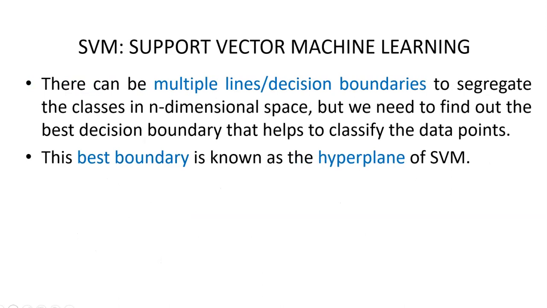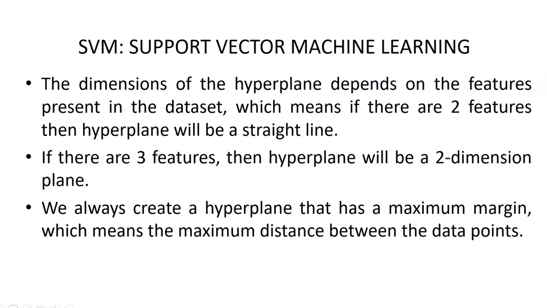There can be multiple lines or decision boundaries to segregate the classes in n-dimensional space, but we need to find the best decision boundary that helps us to classify the data points. This boundary is known as the hyperplane of SVM. The dimensions of the hyperplane depend upon the features. If there are two features, then the hyperplane will be a straight line. If there are three features, then the hyperplane will be a two-dimensional plane.